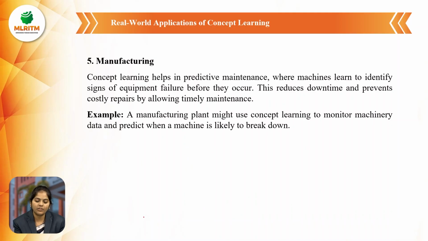And the fifth example is manufacturing. Concept learning helps in predictive maintenance, where machines can learn to identify the signs of equipment failure before they occur. This can reduce downtime and prevent costly repairs by allowing timely maintenance. For example, a manufacturing plant might use concept learning to monitor machinery data and predict when a machine is likely to break down. So these are some real-world examples where concept learning is used.